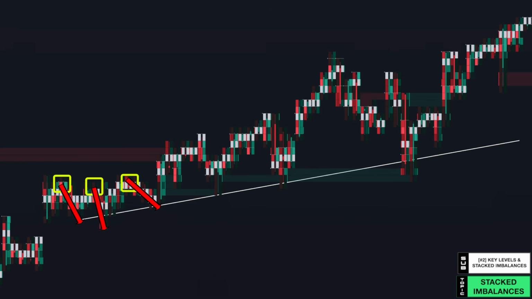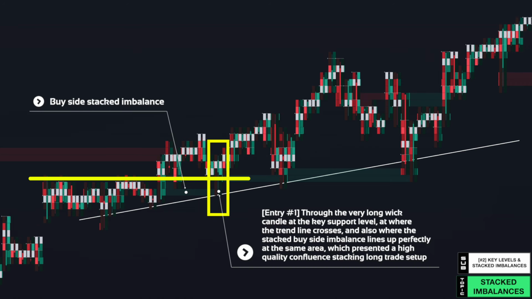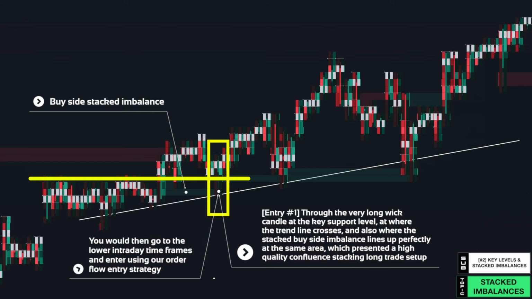these 3 reversal points give you a key level. Here's your entry number 1, through the very long wick candle at the key support level, at where the trend line crosses, and also where the stacked buy-side imbalance lines up perfectly at the same area, which presented a high-quality confluence stacking long trade setup. You would then go to the lower intraday timeframes and enter using our order flow entry strategy.